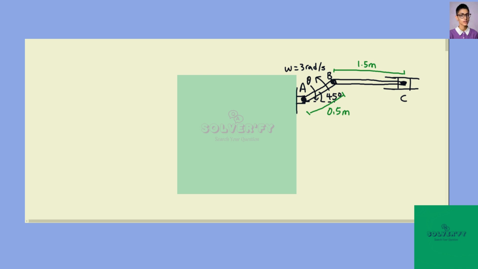We also need to sketch the position of link BC when theta equals 60 degrees, 45 degrees, and 30 degrees to show its general plane motion. Let's write down the given information. Omega AB is 3k radians per second. The position vector from A to B is 0.5 times (cosine 45 degrees i plus sine 45 degrees j).